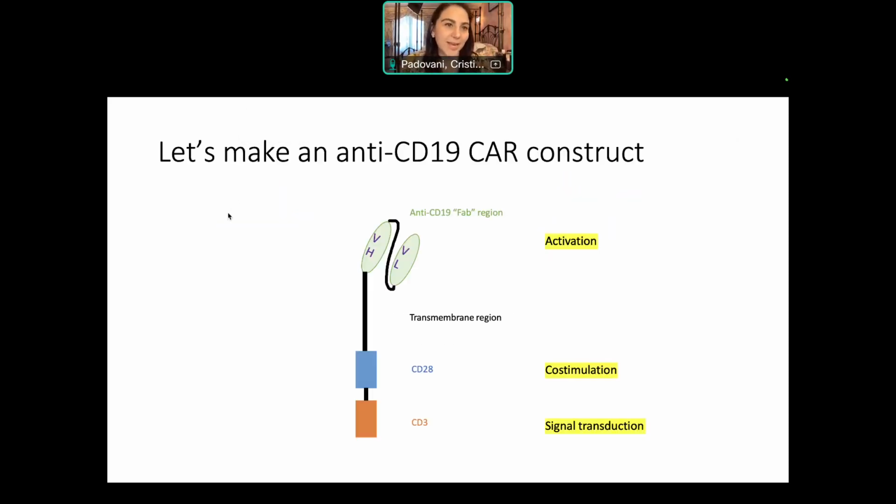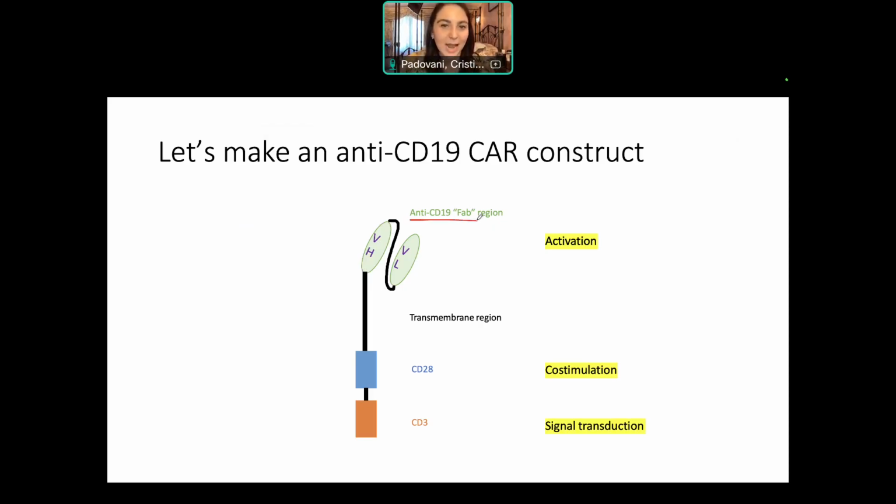So let's make an anti-CD19 CAR construct. We need our scFv region, which is going to be made up of your heavy chain and your light chain. This is essentially an anti-CD19 Fab region.